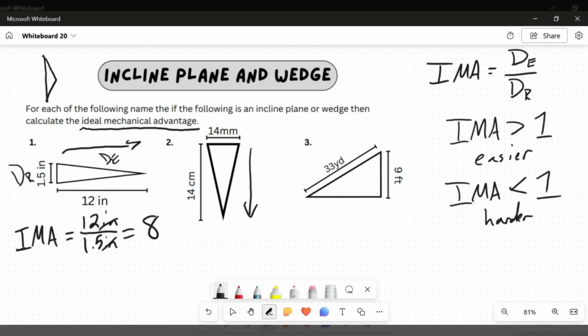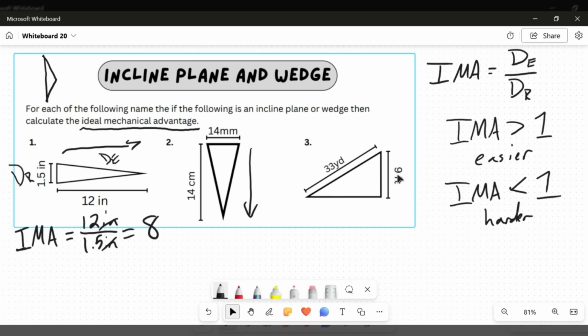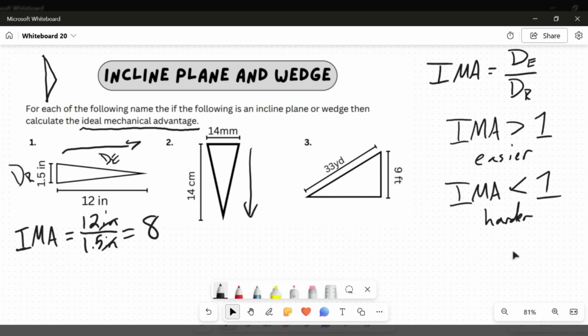Over here, inclined plane. Pretty straightforward, except we've got yards for this one, and we've got feet for this one. So we just need to convert either yards to feet or feet to yards. Let's go ahead and do this. 33 times 3 is 99 feet. Like I said, if you know how to convert, awesome. Google it if you're not sure. A lot of times we spend a lot of time doing conversions, and it's something that's very quick and easy. You can just find it online. So now we have 99 feet and 9 feet.